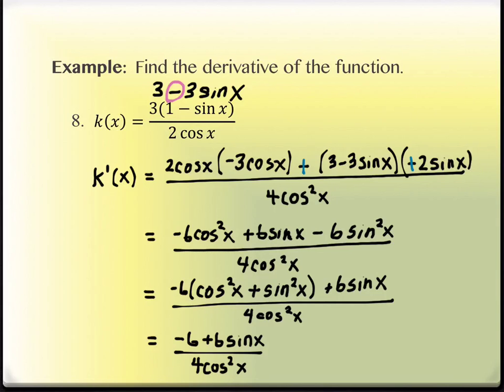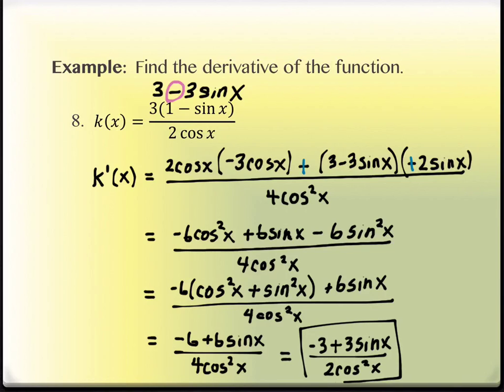Do you notice one tiny little bitty more thing I can do? Yeah, not a 6, not a 4, 2. Well, they're at least all divisible by 2, right? So we're going to divide them all by 2. So this is going to be negative 3 plus 3 sine of x over 2 cosine squared of x for our final answer.